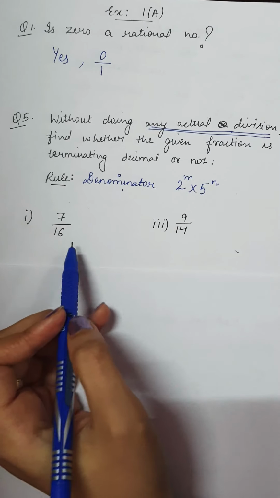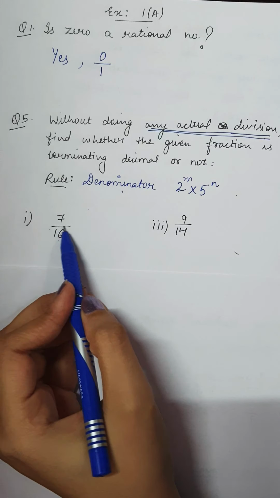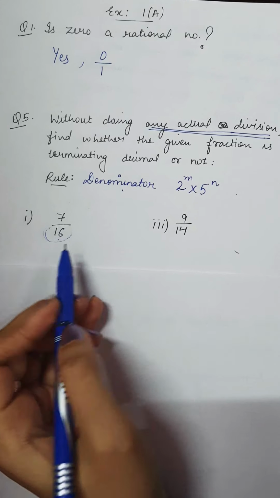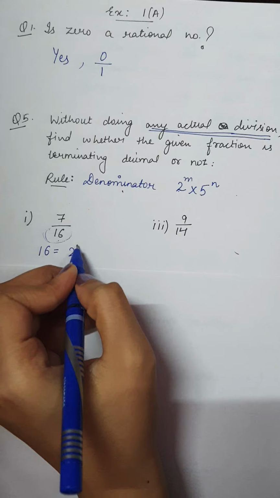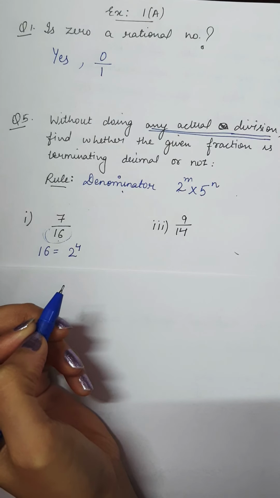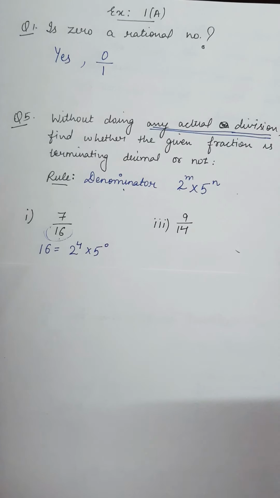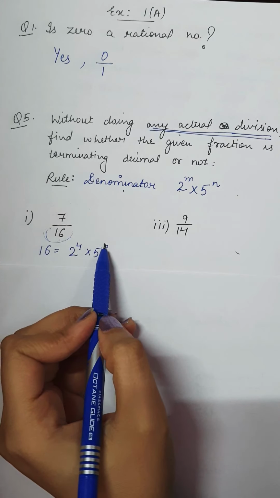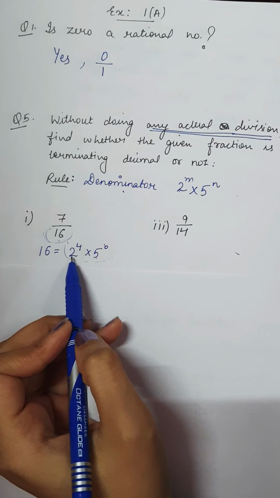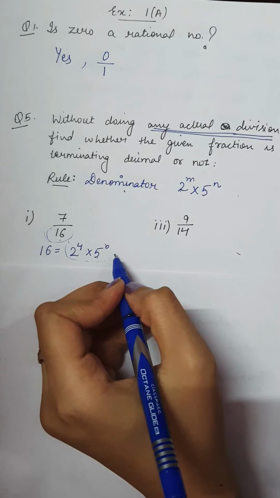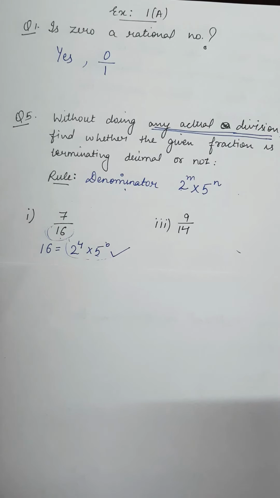Let us check whether 7 by 16 is terminating or not. I need to check only the denominator according to the rule. If I split 16, it will be 2 to the power 4, and I can write this also, because 5 raised to the power 0 is 1. So it is completely expressed as powers of 2 and 5. So yes, this decimal is terminating.